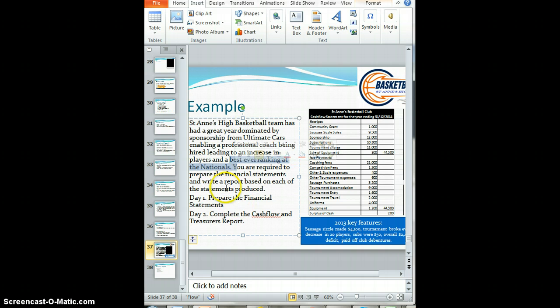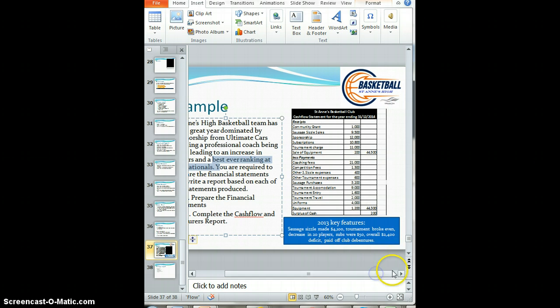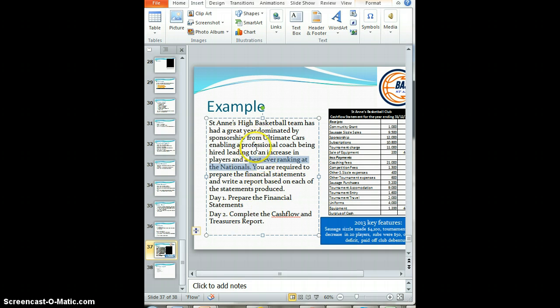We also need to look at what happened last year. Key features being sausage sizzle made 4,100 last year. Tournament broke even. There was a decrease in players last year. Last year's subs were $50, and overall there was a 2,400 deficit, and we paid off the club debentures. So all of those might make it to our report.